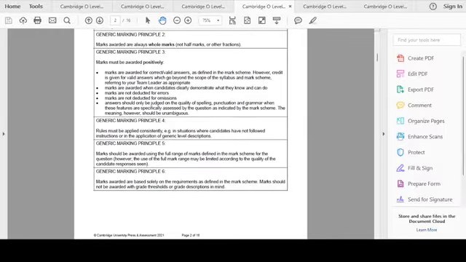Generic marking principle three, marks are always awarded positively. That basically means there is no negative marking. So you don't lose marks out of the total for making mistakes. You just don't gain them. So if you made a mistake, that means you're not going to get a mark that you could have. Marks will not be deducted out of the total for any errors or omissions or anything that you've made.